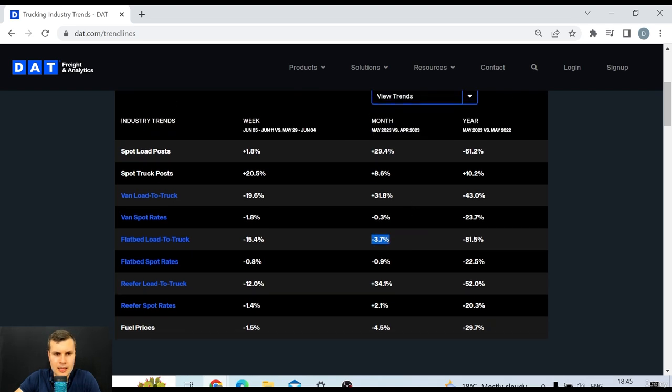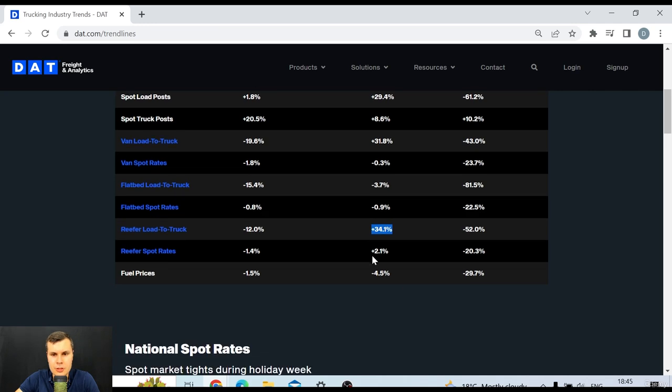So actually for the flatbed, the load to truck ratio didn't increase. It went down a little bit, and we see that the rates also went down, but not so much. So flatbed pretty much stayed at the same level. And then for the reefer, we once again saw a higher increase, 34% in the load to truck ratio, but a very small increase in rates.